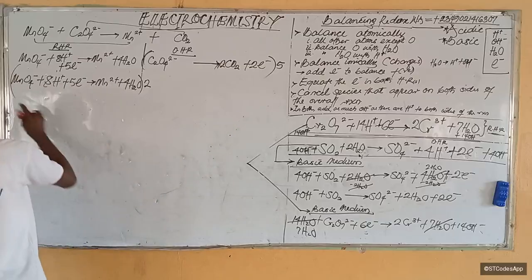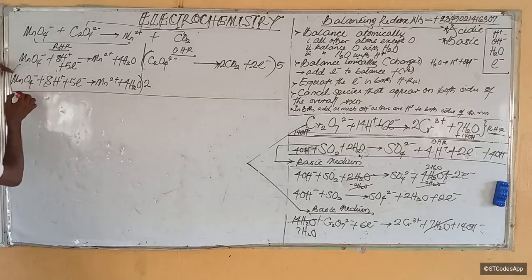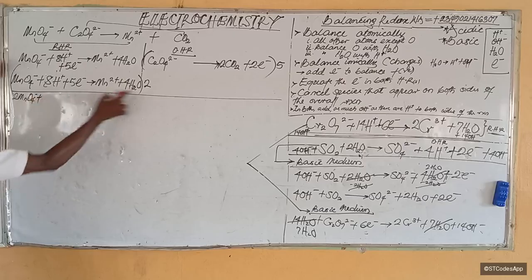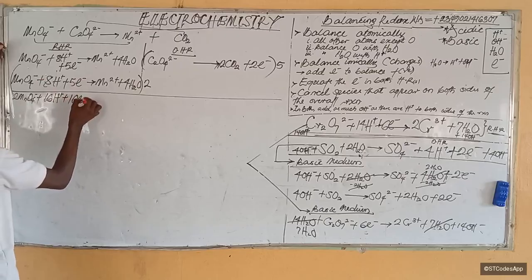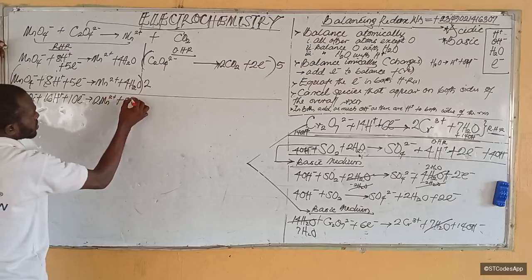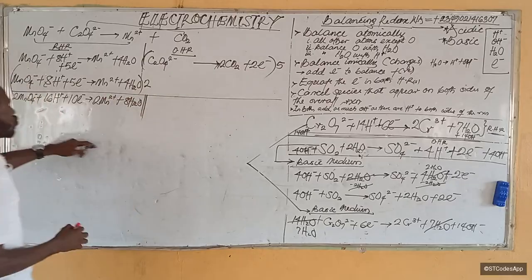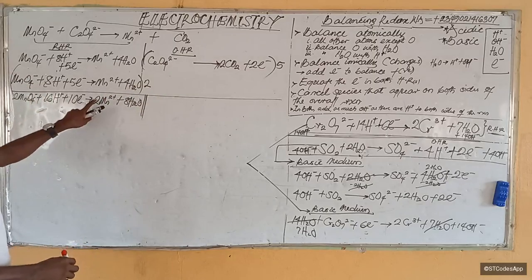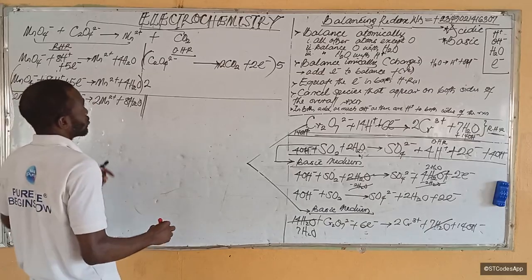So the next thing you do is multiply like that, and our reactions become, this side becomes 2MnO4 minus plus 2 times this, 16H plus 10e minus to give 2Mn2 plus 8H2O. Now the mistake students make is to not multiply everybody by that number, that integer. That is a mistake. So make sure you don't commit that error too.